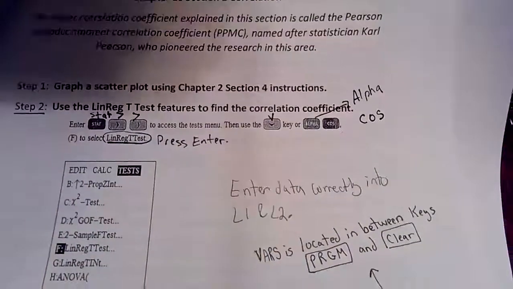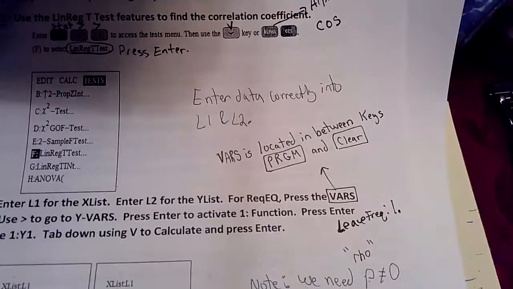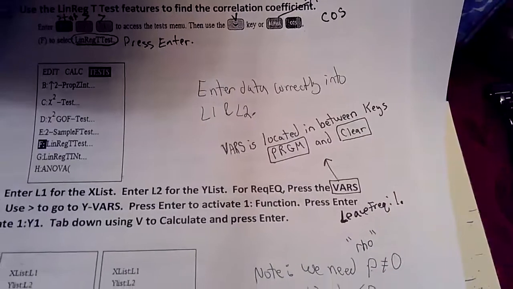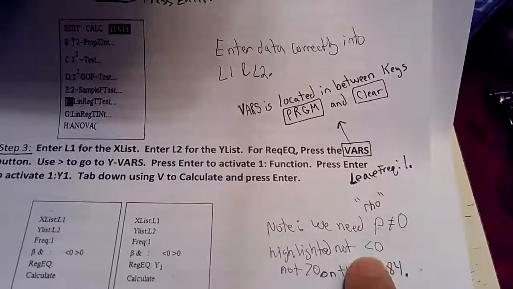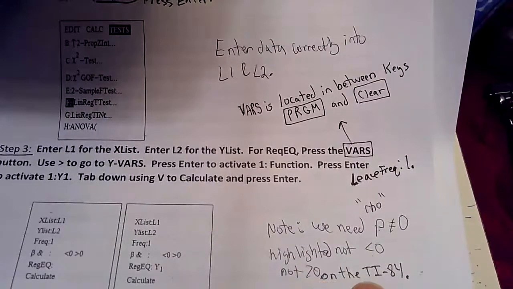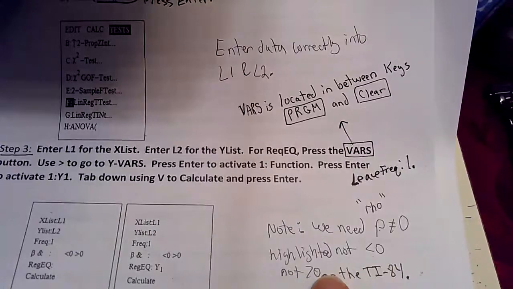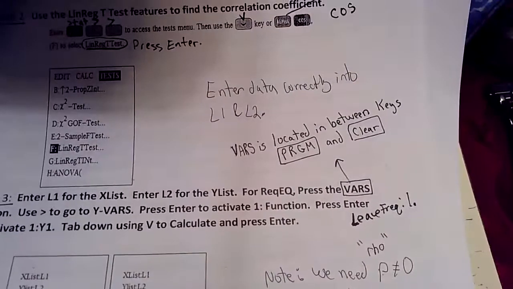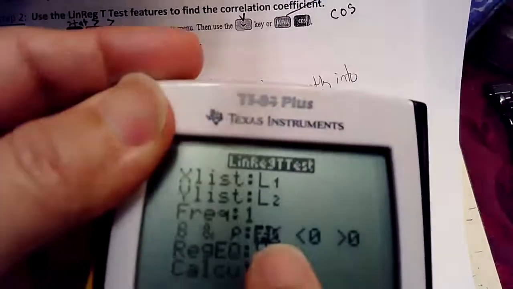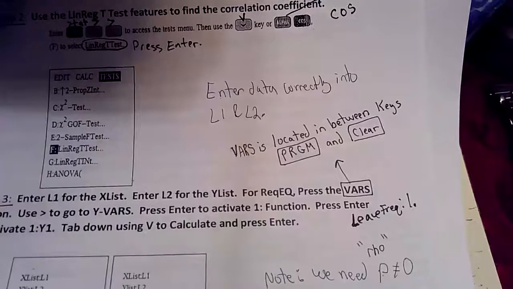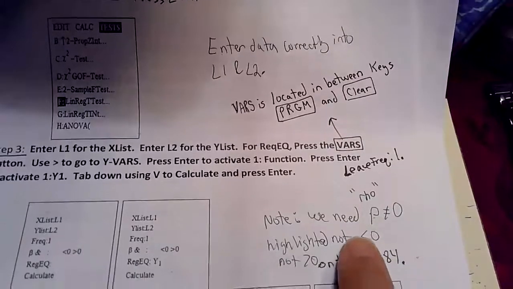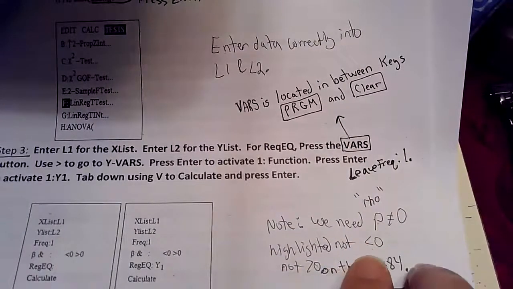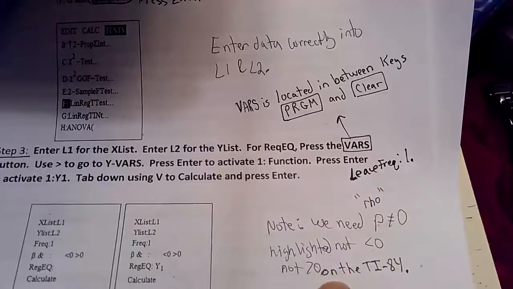And it says here that we need alpha not equal to 0 highlighted. Not this, you don't want the left tail test or the right tail test highlighted on the TI-84. So you don't want this and you don't want that. Instead, you want this highlighted here for the two-tailed test, which is what we're doing. It says here we need the rho not equal to 0 highlighted, not this other option or this option on the TI-84.